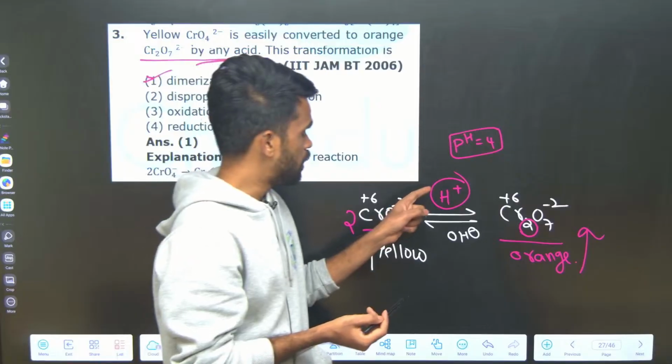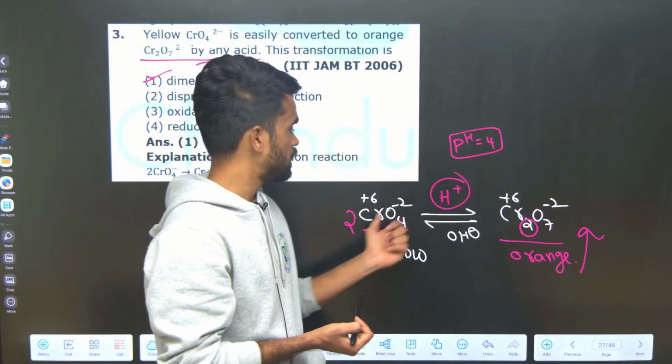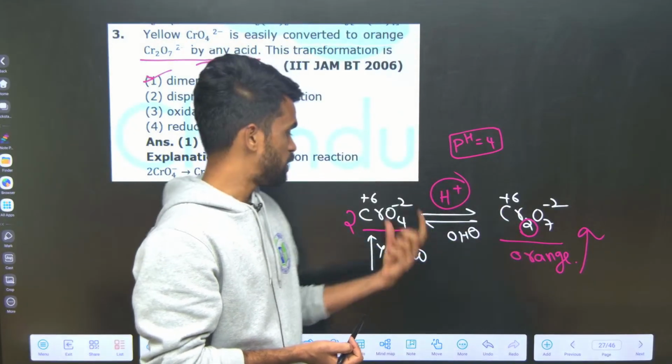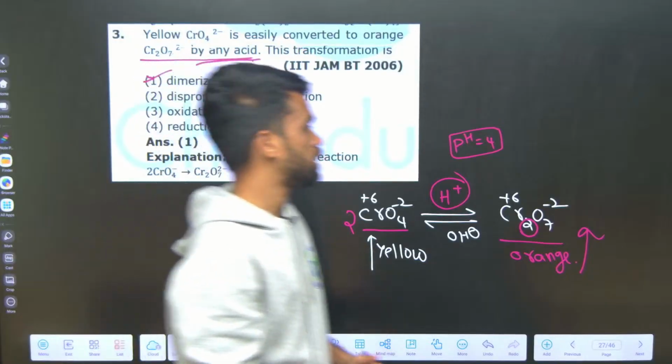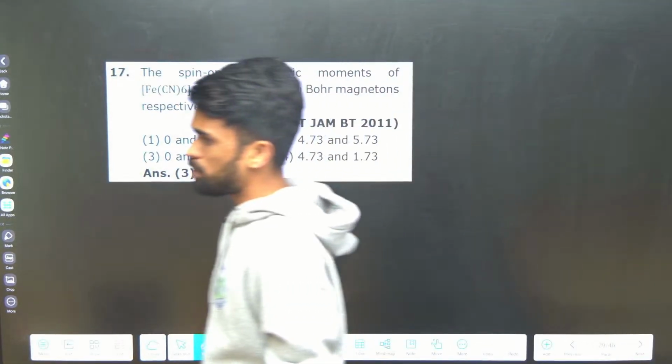Remember how the acidic medium and basic medium impact the intensity of colors. If acidic medium, more orange color. If basic medium, more yellow color. Remember these 2 points. I hope it is clear, the discussion on the color property and all.